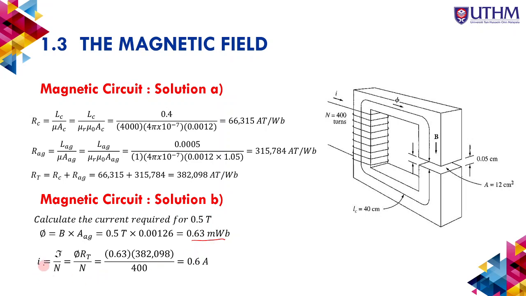flux, and then you use something like Ohm's law, and you get the current. By providing this current value, you will produce 0.63 flux.